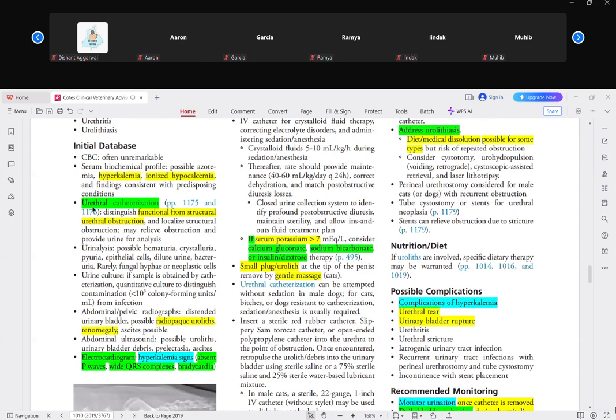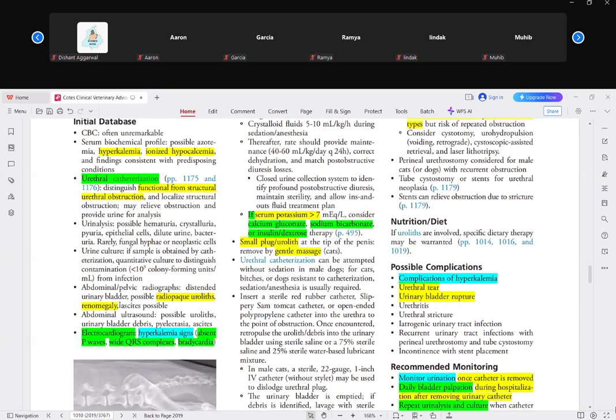So there was this question: which of the following is the first treatment in case of urethral obstruction? The options: A is fluid, B is pass the catheter, C is something else, or both. The answer is you need to give the calcium and give the fluid. You need to check this hyperkalemia. In the urinalysis you are going to find hematuria, crystalluria, biuria, epithelial cells. These are the things you'll find in the urinalysis.